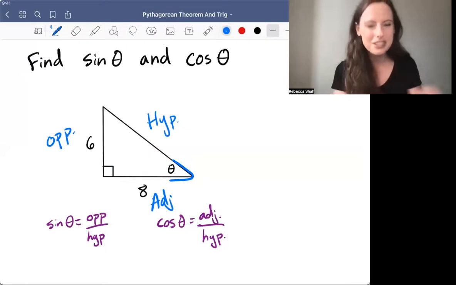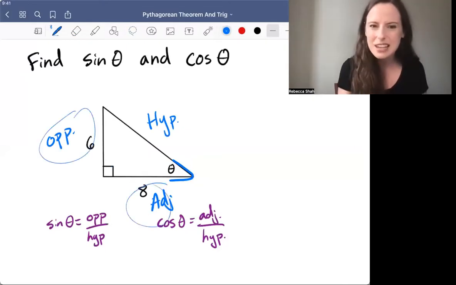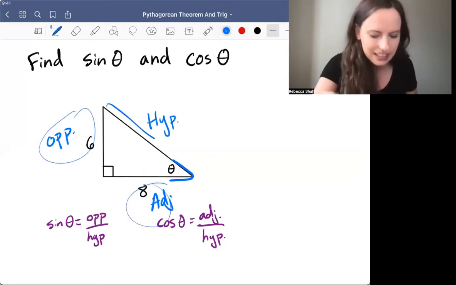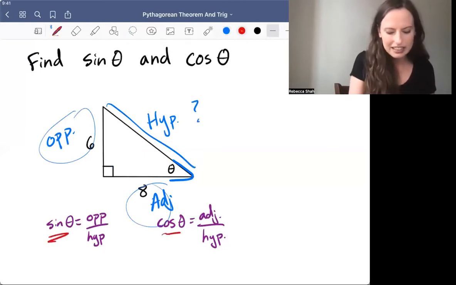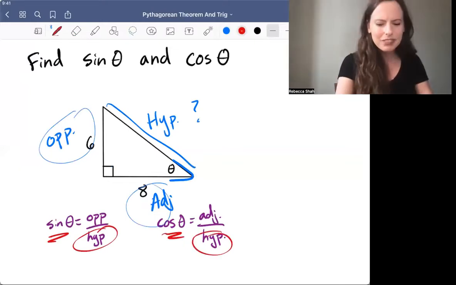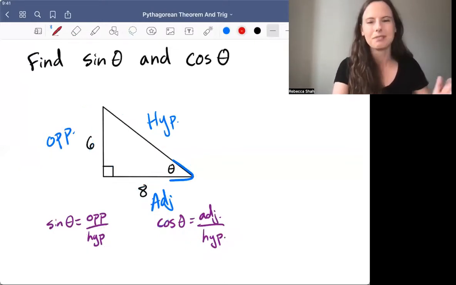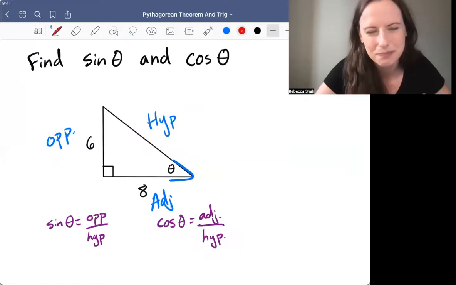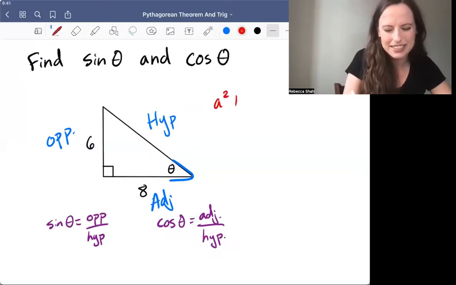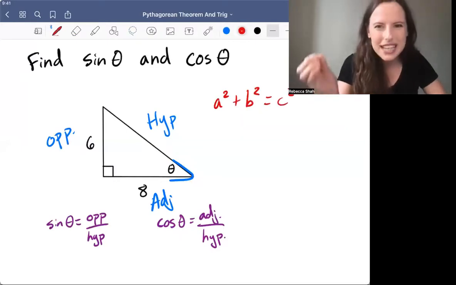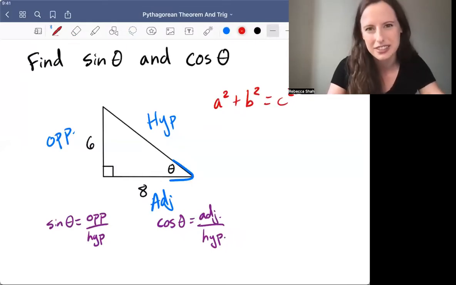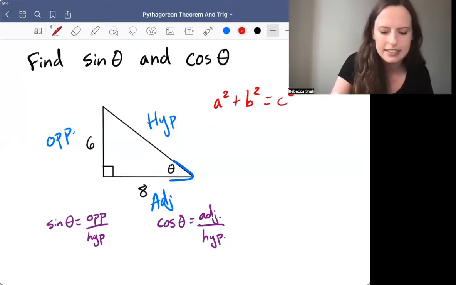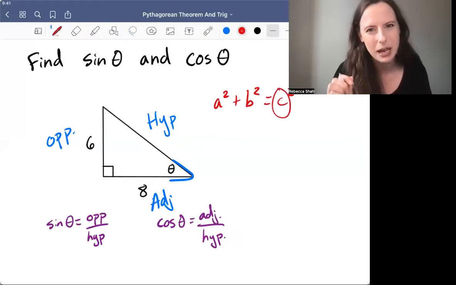Now notice we know the opposite and adjacent sides, but we don't know what the hypotenuse is. This is going to be a problem for us because to find sine and cosine, you need the hypotenuse. So what do we do? It's simple. Just use the Pythagorean theorem. Remember a squared plus b squared equals c squared? We use the Pythagorean theorem to find the missing side of a right triangle as long as we know the other two sides. The thing to remember is that c is always the hypotenuse.